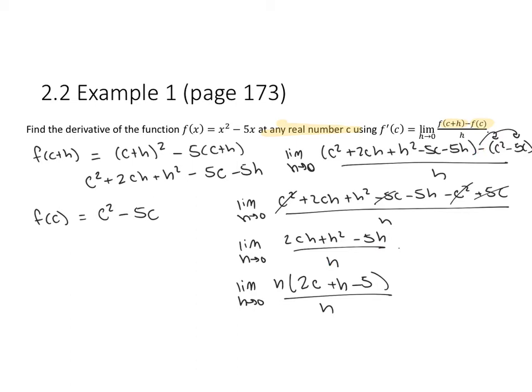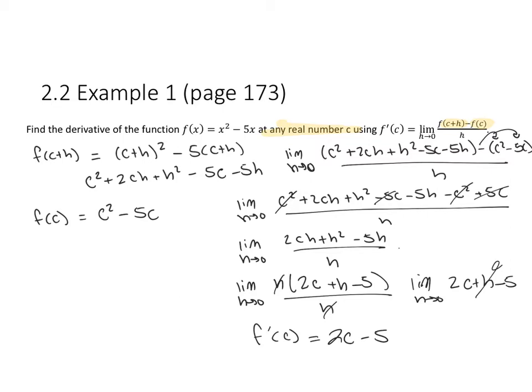Maybe you forgot to distribute the negative sign, or maybe you FOILed incorrectly, or some other arithmetic mistake was probably made. But let's get back to the problem. Now I can cancel the h's, and I'm left with the limit as h goes to 0 of 2c plus h minus 5. Now I'll plug in h goes to 0. So I'm going to replace the h with a 0, and I'm left with 2c minus 5. So my derivative, f prime of c, is 2c minus 5.